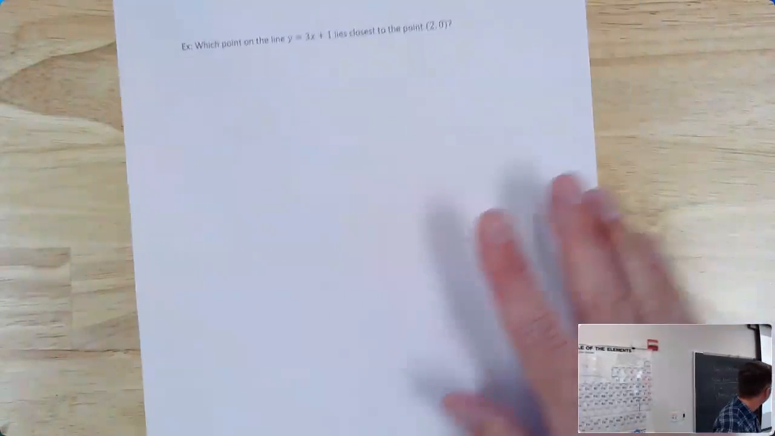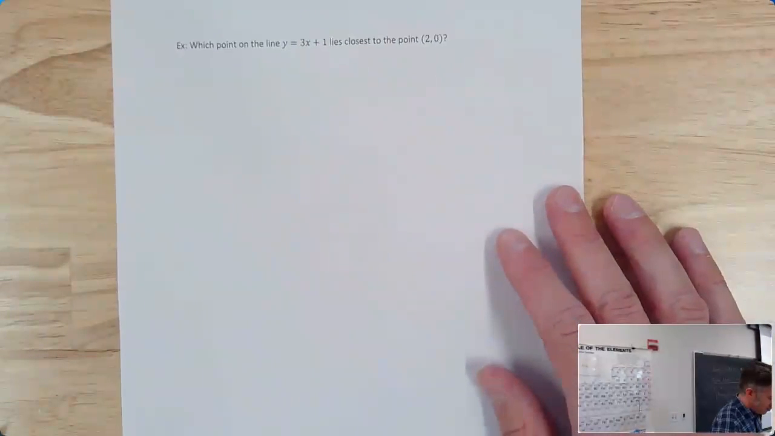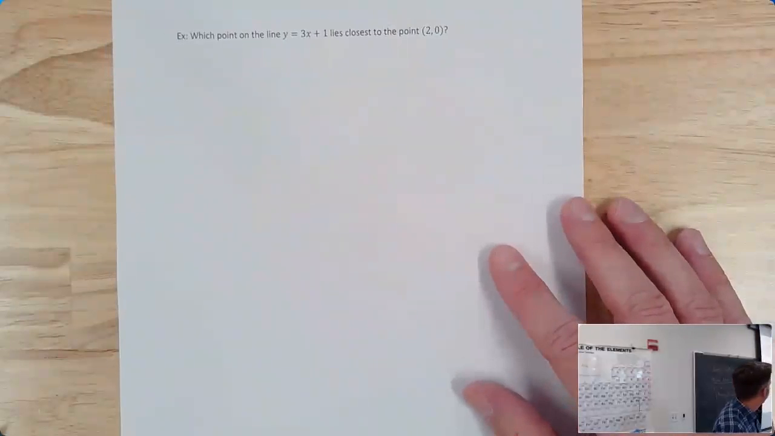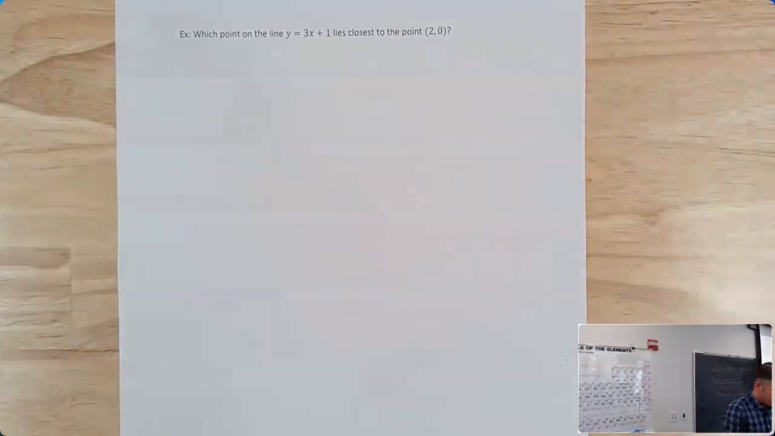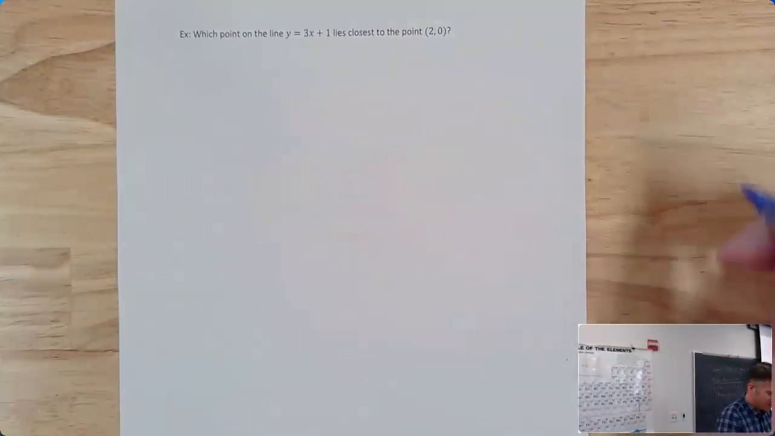There's lots of examples. Of all the examples we've done, though, this is probably the one that'll come up over and over and over again in the future. So what point on the line y equals 3x plus 1 lies closest to the point (2, 0)? It is usually not something that can just be guessed, unfortunately. That's what it was. So let's try and draw it.